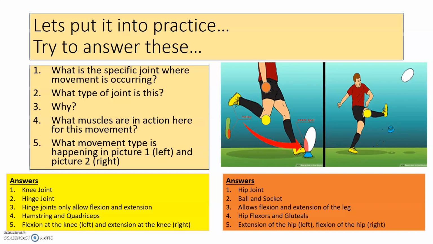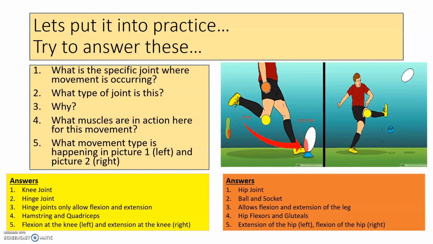The muscles working for that flexion at the knee, the closing of the angle, and then the opening of the angle, the extension, are the hamstring and the quadricep. They're the muscles that work together for this type of movement. We can see the flexion at the knee on the left-hand side of the picture, and the extension on the right-hand side. Once that angle has opened up again with the yellow dots, you should be able to see that.